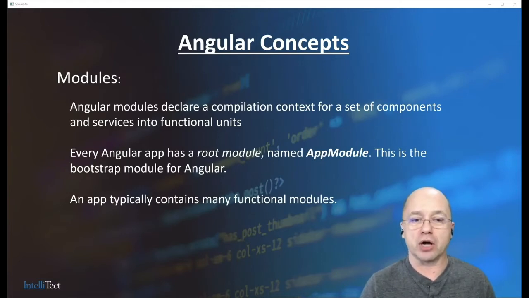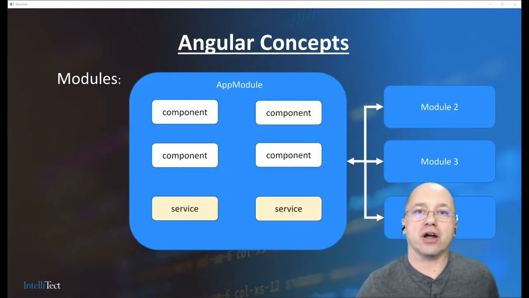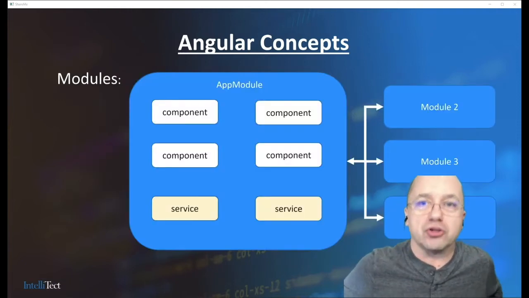And off of the app module, it'll start loading other modules that you need to run your applications. So you'll typically have a whole bunch of modules in your application, but it has to have at least one, that app module root. All right, so this is kind of a diagram so you can understand how modules work.